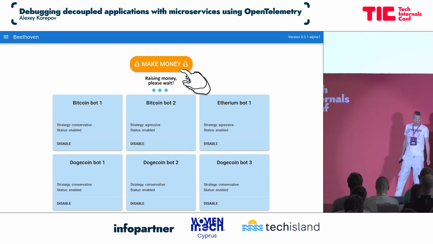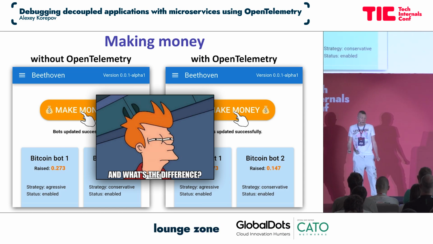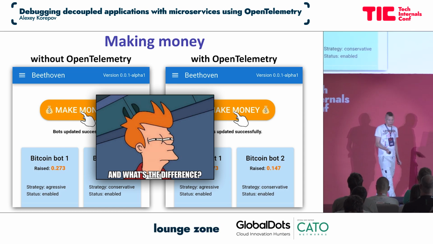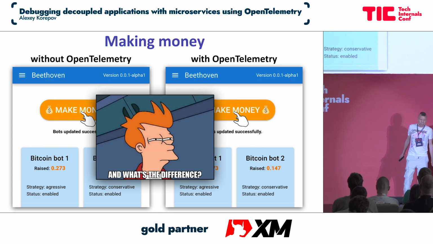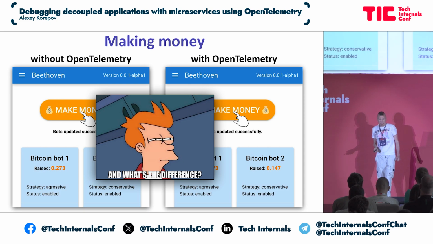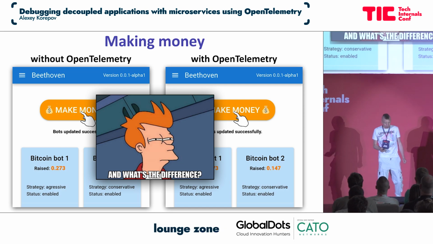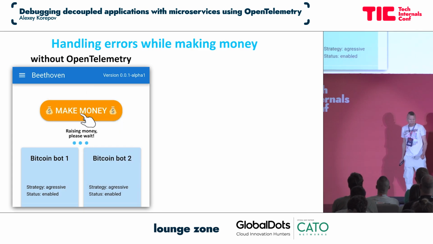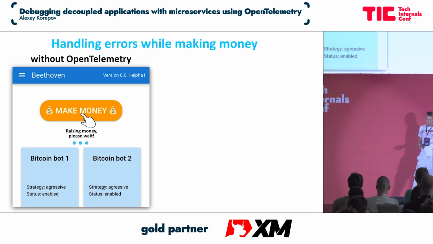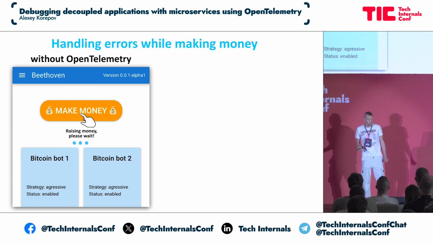Great. So let's compare how the process for making money works without OpenTelemetry and with OpenTelemetry. So without OpenTelemetry, we have this message, bots updated successfully, and the result of how much money we raised. And with OpenTelemetry, we have the same message, bots updated successfully. So what's the difference? OK, maybe let's try again. Clicking on make money, and oops, something went wrong. So what should we do in this situation?